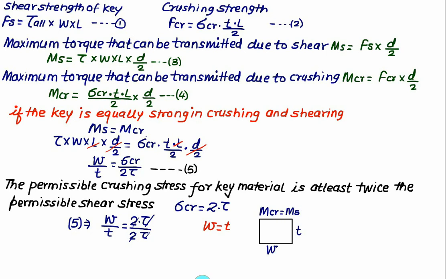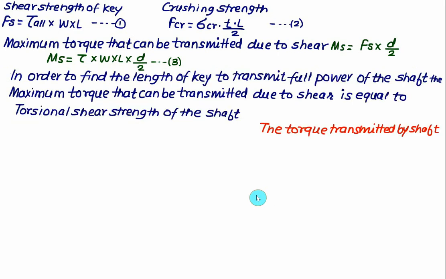So in general, the key is strong in crushing as compared to shearing, and hence the design is always based on shearing. We are also familiar that the torque transmitted by the shaft is given as pi by 16 into the diameter cube of the shaft multiplied by the allowable shear stress. Now using the value of the torque transmitted by the shaft and the maximum torque that can be transmitted due to shear, we are able to find the length. In order to find the length of the key to transmit the full power of the shaft, the maximum torque that can be transmitted due to shear is equal to the torsional shear strength of the shaft, which is equal to pi by 16 d cube tau.